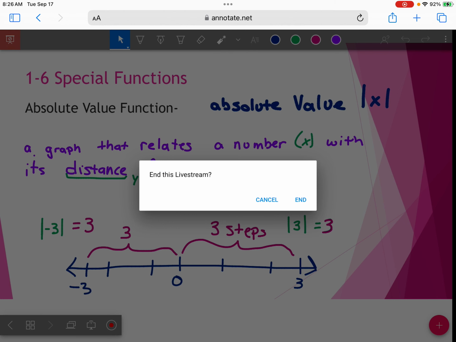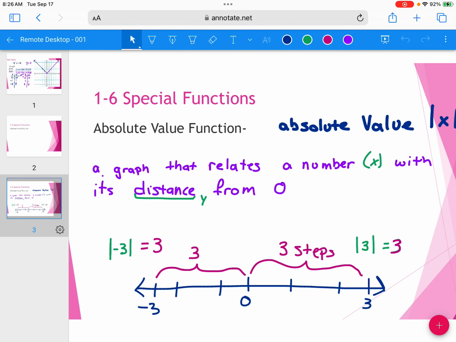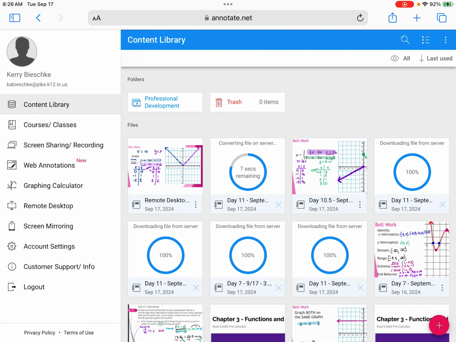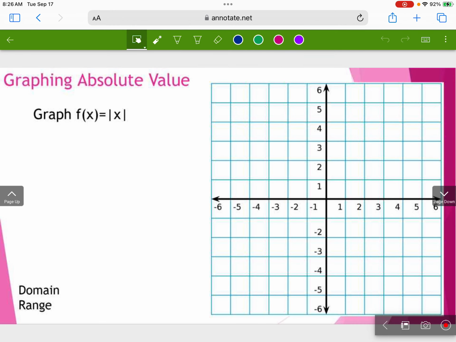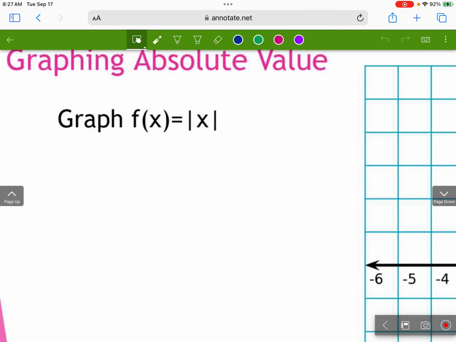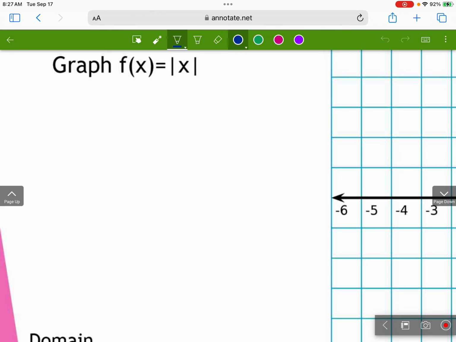So we're going to work with this a little bit. So we're going to look here. There we go. So we have a request here to graph f of x is the absolute value of x. And we're going to approach this just like we did the piecewise in the bell work. I'm going to make a table. We're going to pick some x's. We're going to run it through the process. So I'm going to make us a t-table. We're going to pick some x's. We're going to find some y's. We're going to plot them up.